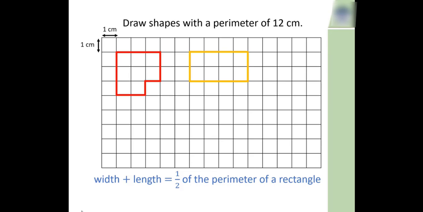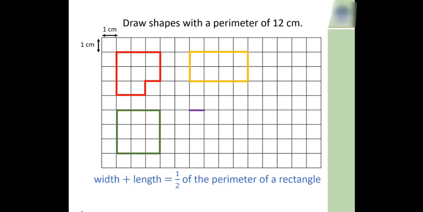How about this one? See if you can see what I've done here. 3, 6, 9, 12. It's a square. And can you see how the width plus the length is equal to half of the perimeter? Because a square is a special type of rectangle.